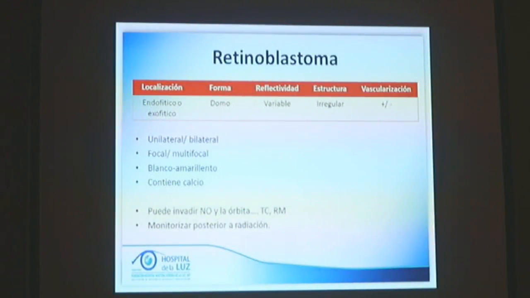Otra tumoración frecuente es el retinoblastoma. Esto por lo general es unilateral en pacientes pediátricos o bilateral en pacientes pediátricos menores de 1 año de edad. Pueden ser focales o multifocales. Es una lesión blanco-amarillenta, preferentemente de color blanca. Y lo que caracteriza este tipo de tumoración son las calcificaciones en su interior.